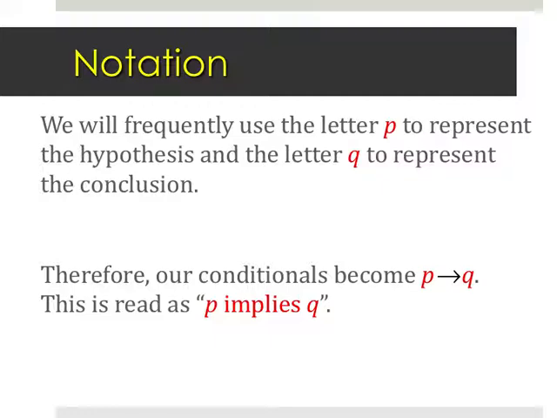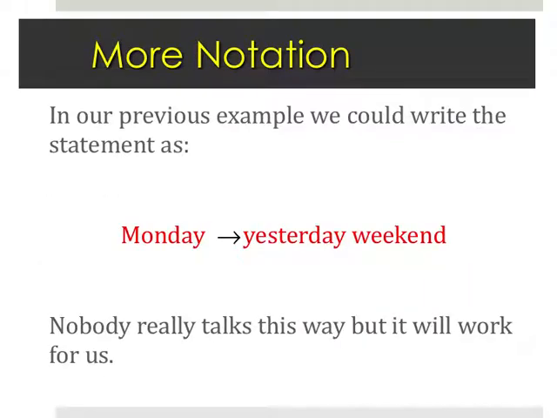So we can say if today is Monday, then yesterday was the weekend. We can say Monday implies yesterday was the weekend. We could say P implies Q. We could say M implies W. We can use whatever letters we want. But we want to be able to shorten things as we work with these. Like I said, Monday implies yesterday was the weekend. And as it says, we don't really ever talk like that, but it will save us quite a bit of hassle.